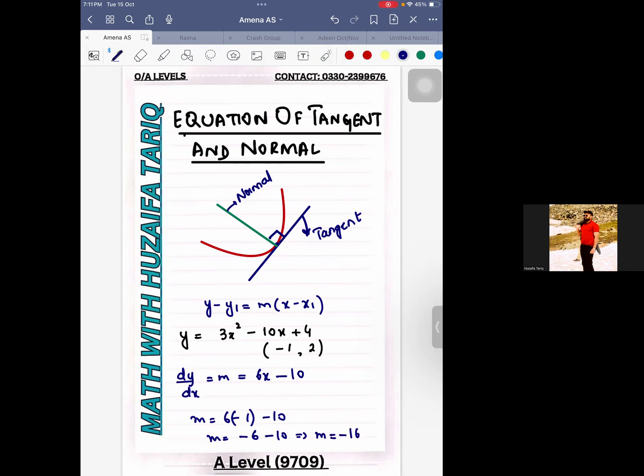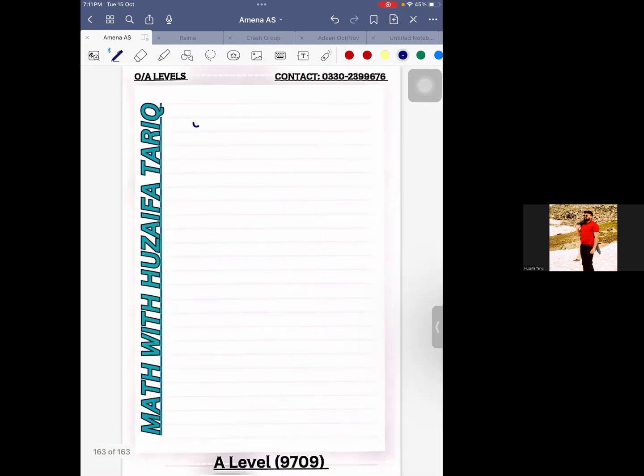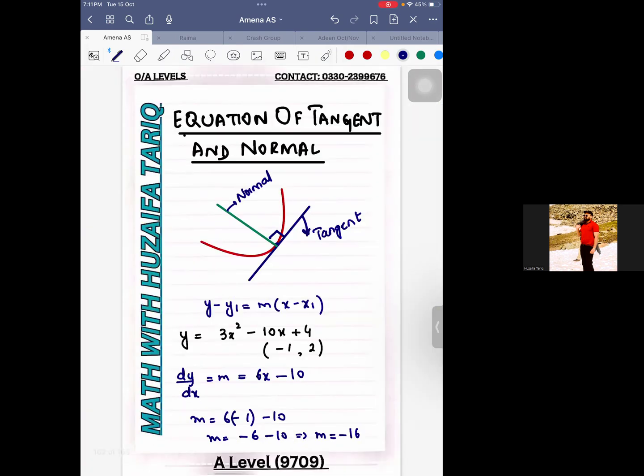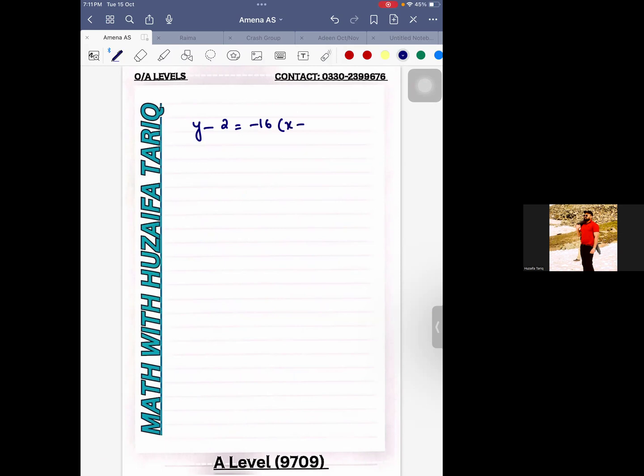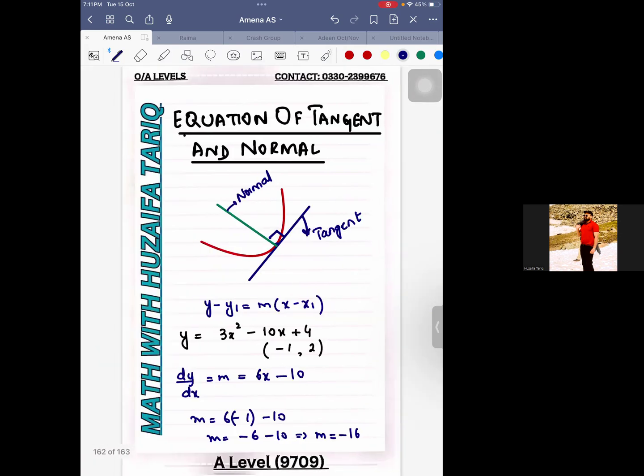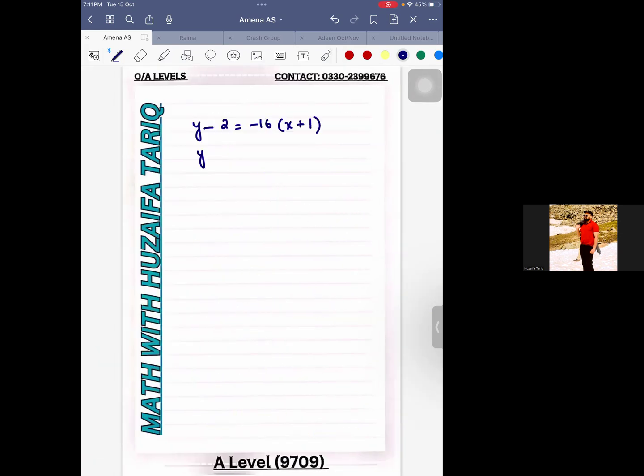That's your gradient, right? So you have to substitute this. y minus the value of y1, which is 2, equals the value of m, that is minus 16, times x minus x1, that is minus 1, and it will be plus 1. After rearranging, you will get y minus 2 equals minus 16x minus 16, and y equals minus 16x minus 16 plus 2. Then y equals minus 16x minus 14. That will be the final equation for the tangent.